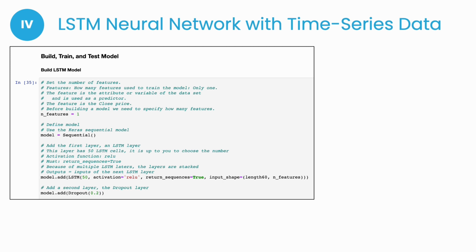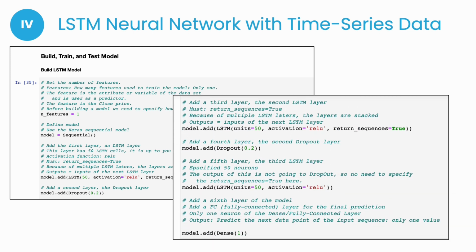I set the number of features at 1 for the close price. Then I defined the model as the Keras sequential model. Next was defining the layers of the model. The first, third, and fifth layers are the LSTM with 50 neurons. The second and fourth layers are the dropout with 20%. The sixth layer is a fully connected dense layer for the final prediction of one value.